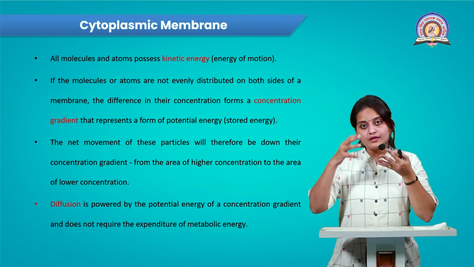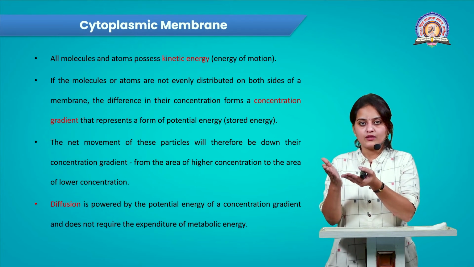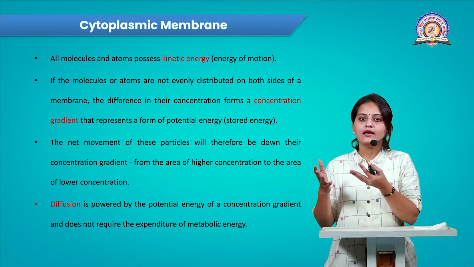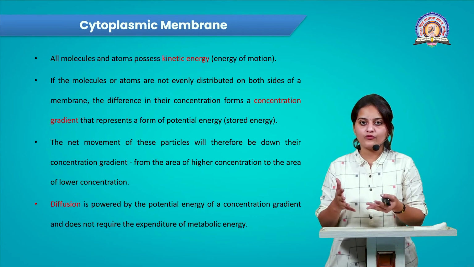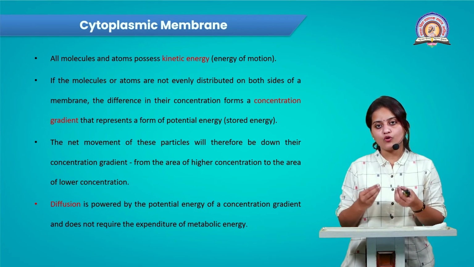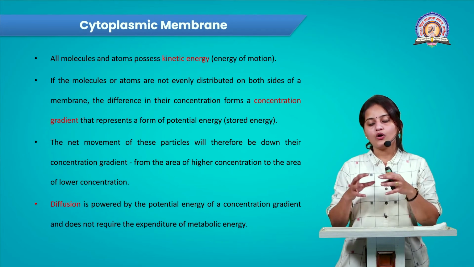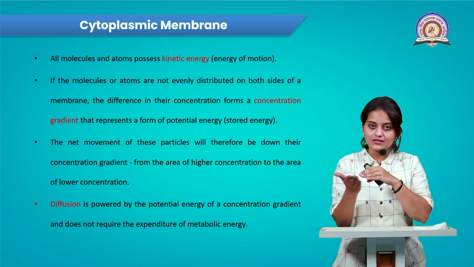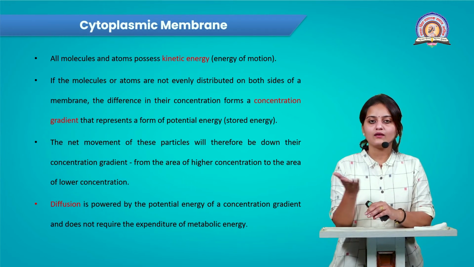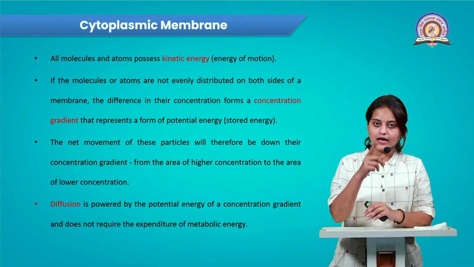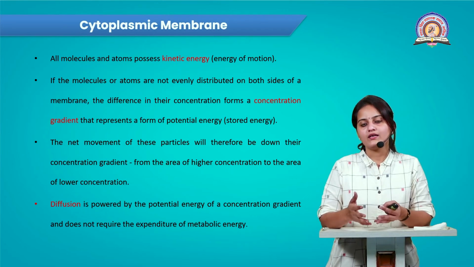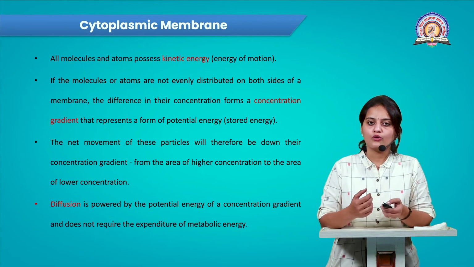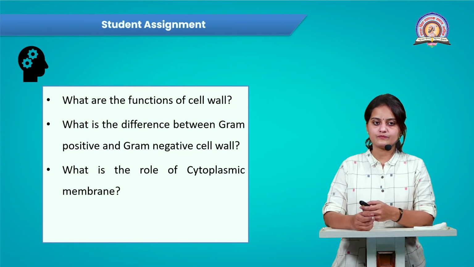So for diffusion, we need a support. If ink wants to diffuse, it needs paper. The same way, if certain material wants to diffuse inside the cell, or if the cell needs any diffused material, at that time it must have a matrix, and the cytoplasmic membrane provides the matrix or the support for diffusion of various materials.